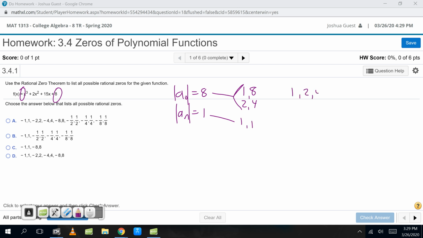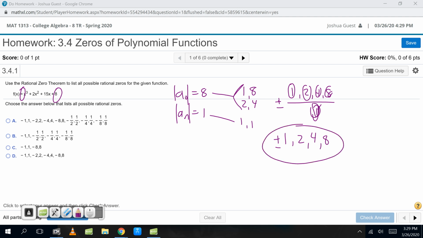Then I say 1, 2, 4, and 8, all divided by 1, and I put a plus or minus in front of it. So I divide this by this, this by this, this by this, and this. So 1 over 1 is 1, 2 over 1 is 2, 4 over 1 is 4, and 8 over 1 is 8, and it's a plus or minus. So this is the answer I would get.